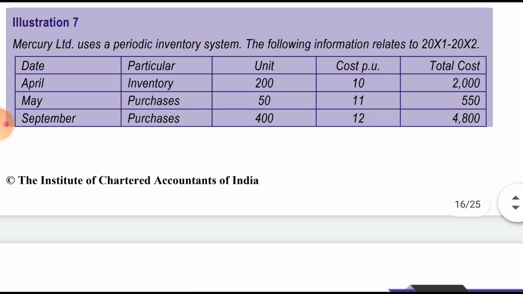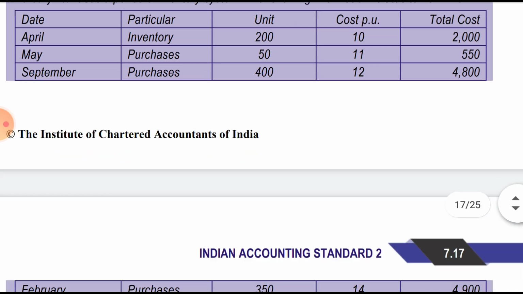Then illustration 7. Mercy Limited uses the periodic inventory system. The following information relates to it. For April, May, September, detail has been given: inventory units, cost per unit, total cost. So April 200 units, May 50 units, September this much. This all is the purchase.